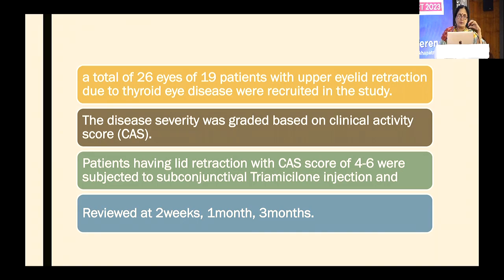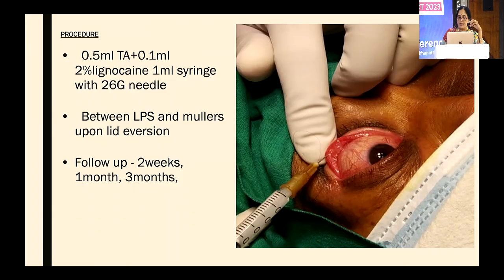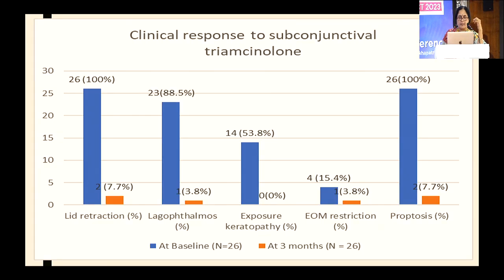So we recruited a total of 26 eyes of 19 patients in our study, and the disease severity was graded based on CA score, and those who had a CA score of more than 4 to 6, not the people who had very low CA score, were subjected to triamcinolone injection subconjunctivally. They were reviewed at 2 weeks, 1 month and 3 months. This is the procedure. You can see that we are using an insulin needle and we are going between the Muller's and the LPS.